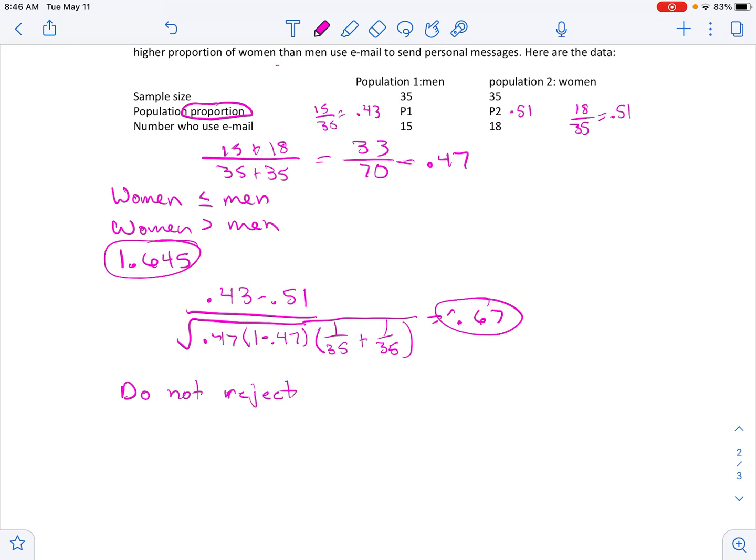So again, is there evidence that women have a higher proportion? No. We're seeing there's not a significant difference between these two as you work through it. So that's how we go through the worksheet. These are the type of questions. So you just need to be looking: is it a proportion? Is it pre-test, post-test, large sample, small sample?